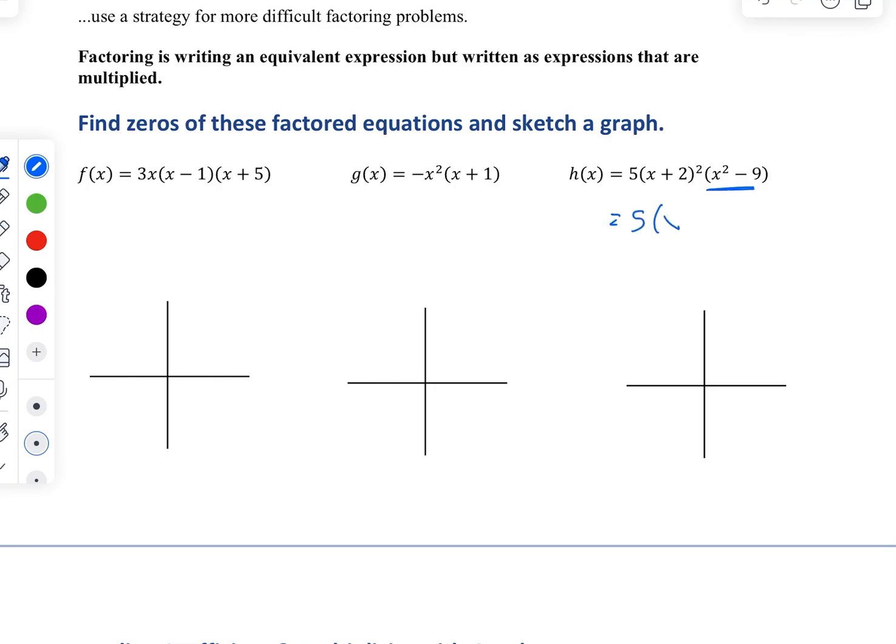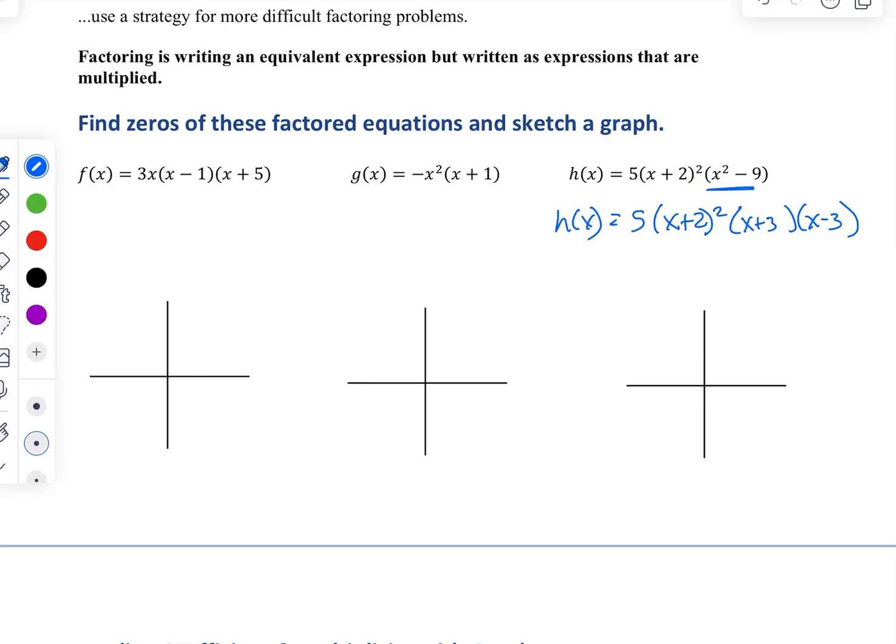So let's just rewrite this. We have x, or 5, and then x plus 2 squared. And this is going to split, so this is a difference of perfect squares. It's going to split into x plus 3 and x minus 3. Now that's going to help us to find out all our zeros, which are our x-intercepts.